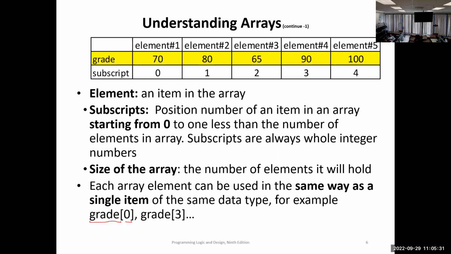So if you want to see the grade of student number 1, you have to use grade 0. That is actually for student number 1. And if you use grade 3, it actually looks up student number 4 and takes out the number 90. Make sense? Again, this is the definition when working with a real programming language. But remember, when working with Raptor, you have to start from number one.